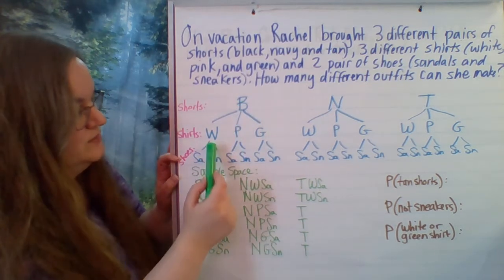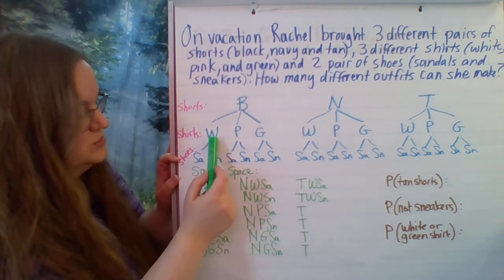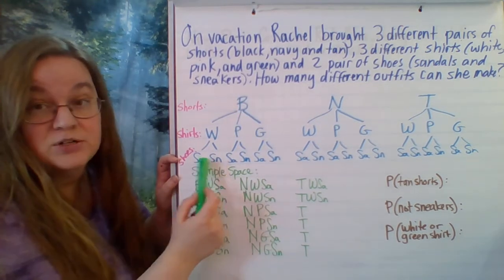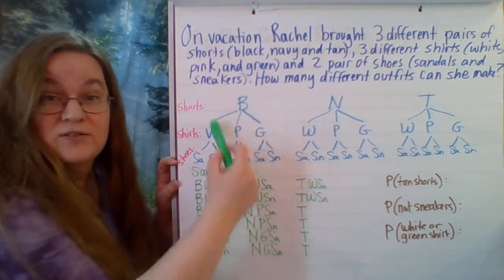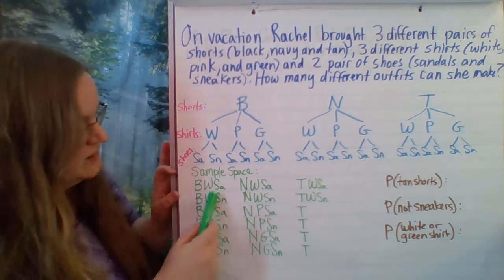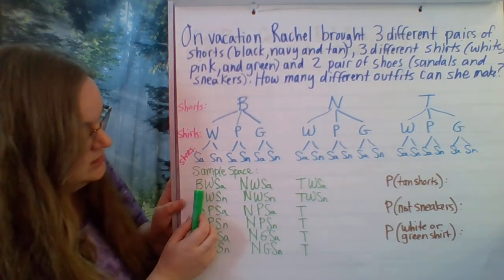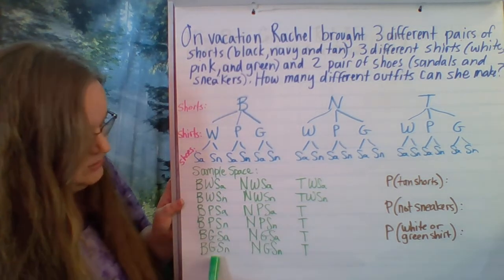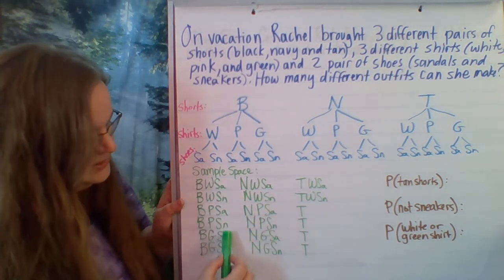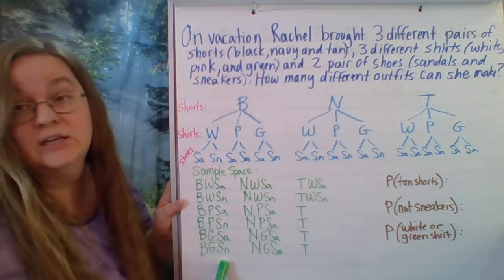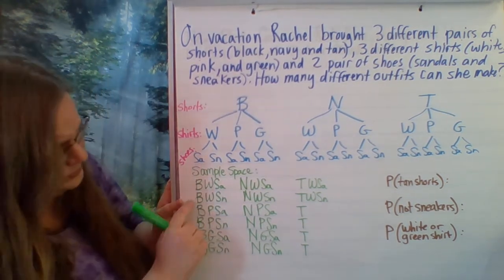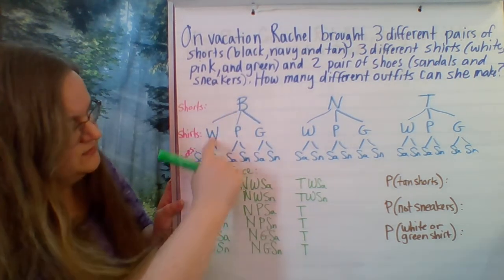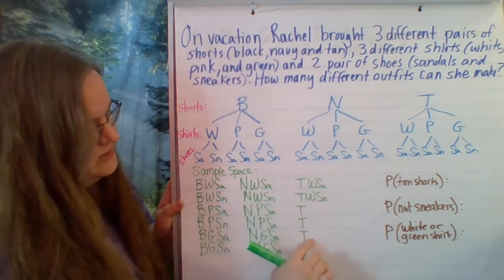So I could have the black shorts with a white top with the sandals, or the black shorts with a white top and the sneakers, and so on. And so this is a way of showing all of those possibilities. And I can write that out. You can see the first letter represents the shorts, the second letter represents the shirt, and then the third one represents the shoes. And so these are all the possibilities of all the different things. And that's like following these branches. And so I didn't quite finish this one.